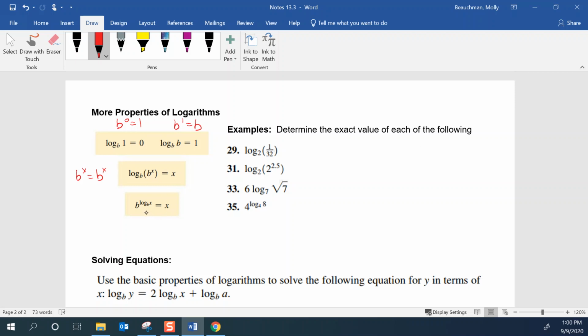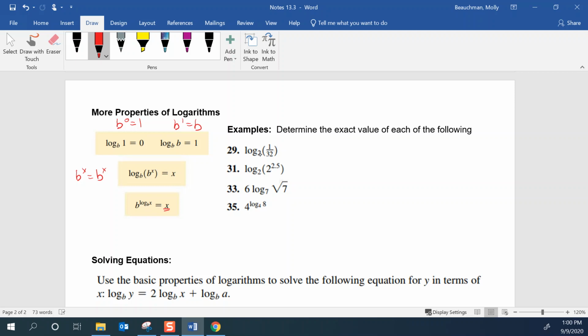And then last, b to the power log base b of x is equal to x. Whenever you have b raised to the power log of the same base of x, the answer is going to be the power. All right, so some examples on how to determine the exact value of each of the following.